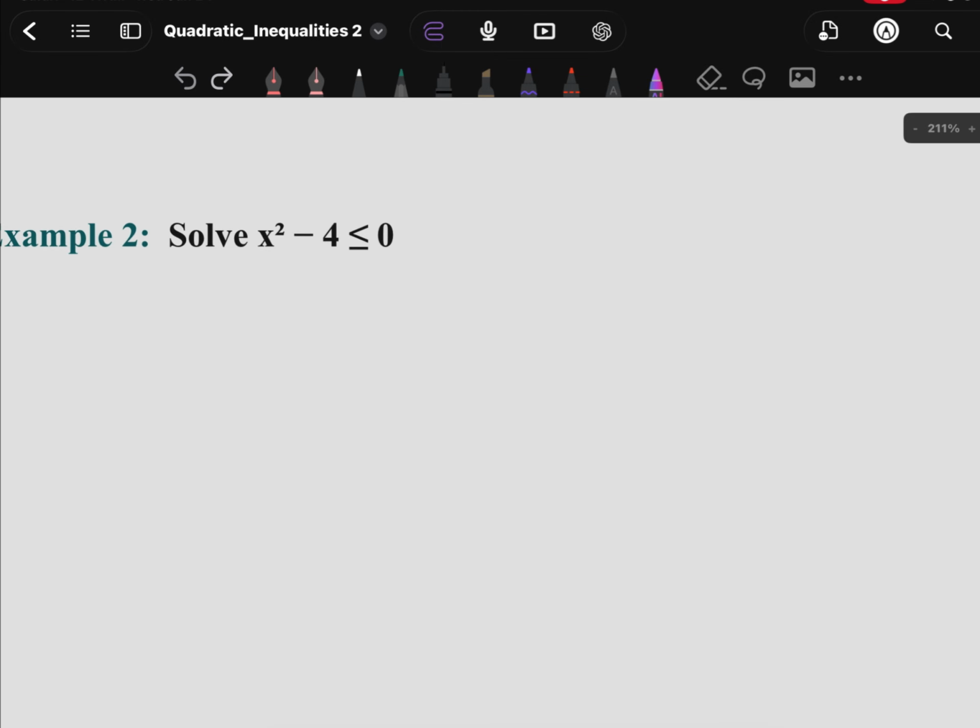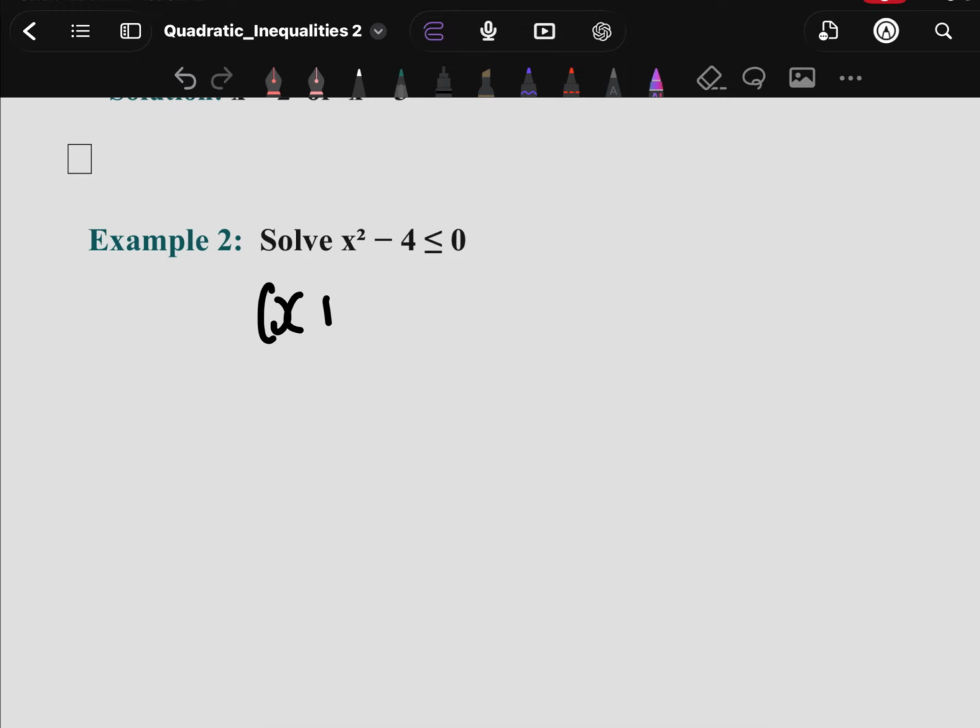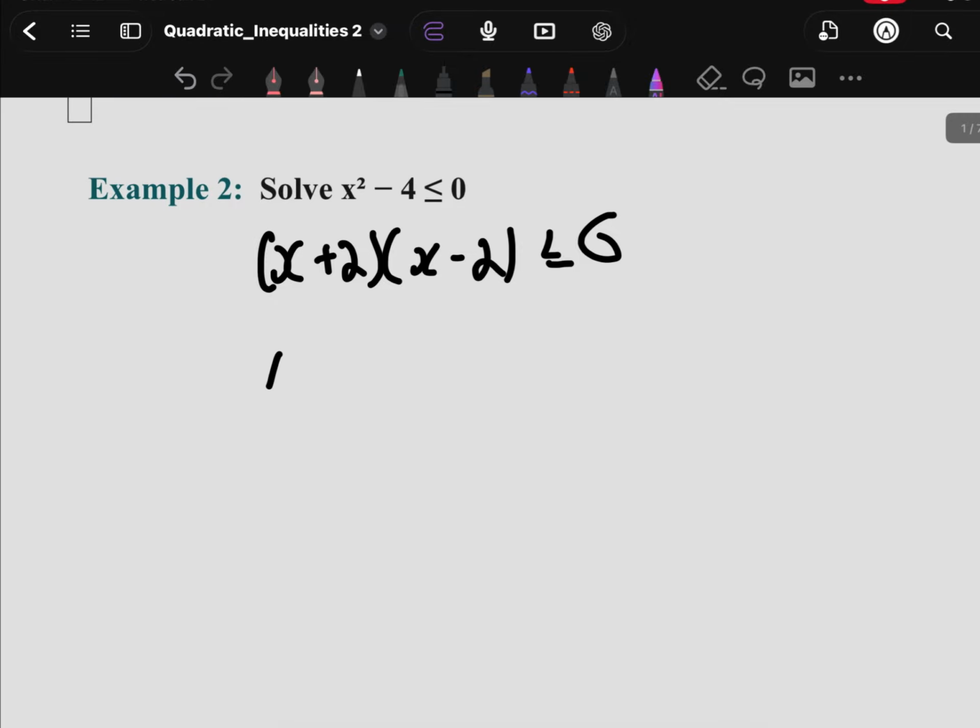Now this is x squared minus 4 is less than or equal to 0. So this time it's a little bit different because it actually includes the equal to. From here you might notice that this is a difference of squares. And to solve that, we can just use our difference of squares formula to get x plus 2 and x minus 2 is less than or equal to 0. Then from here, we can solve it. x equals negative 2, x equals 2.